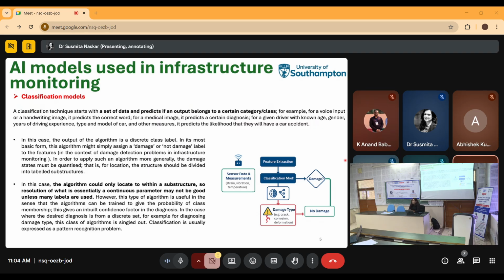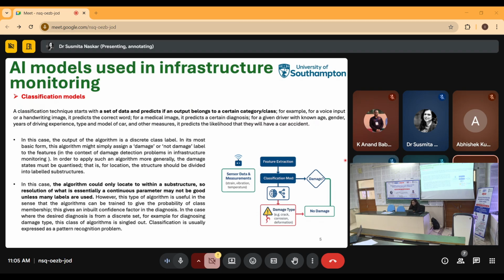In infrastructure monitoring, we apply a similar principle but to sensor data. We use the sensor data we collect from bridges, buildings, pipelines or any other kind of structures or assets. Given a certain set of features such as strain readings, vibration patterns, temperature or other sensor measurements, we use classification models which can predict whether a part of the structure is damaged or healthy.